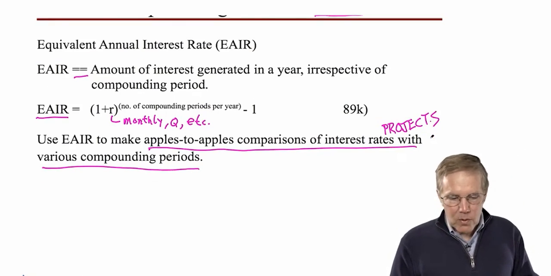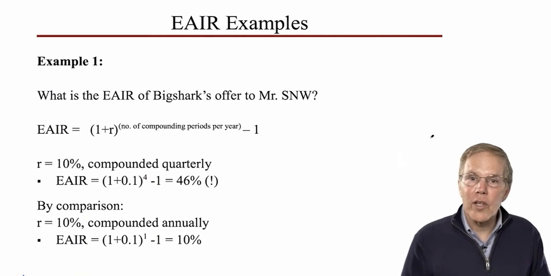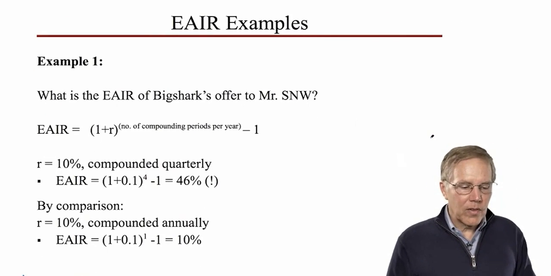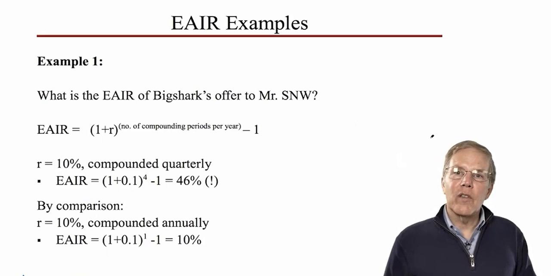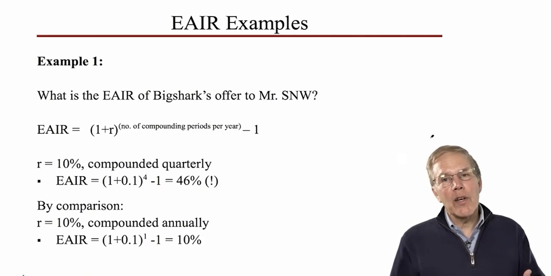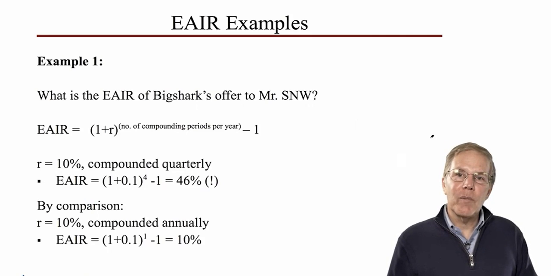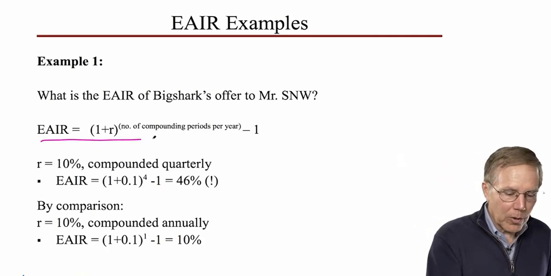Okay, so let's go on a little farther and see how exactly this works. Let's do two examples. First one is, what's the equivalent annual interest rate of Big Shark's offer to Mr. Small Net Worth, that 3/4 mortgage? Remember, it was 10% compounded quarterly. So if we're thinking about it, as most people do, in annual terms, let's see what the equivalent annual interest rate is. All we do is apply the formula.